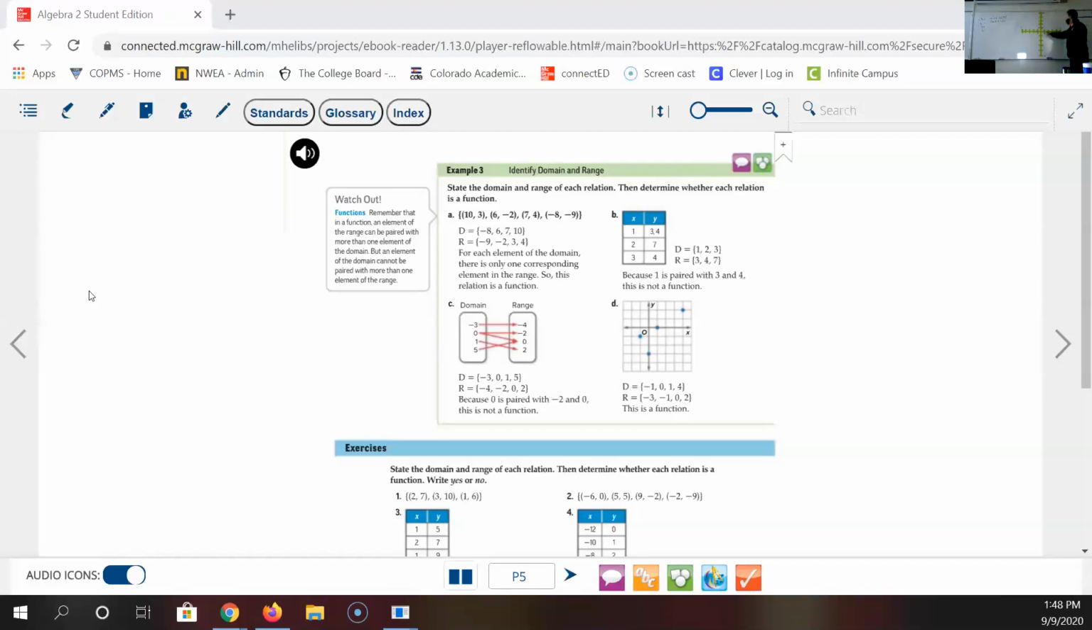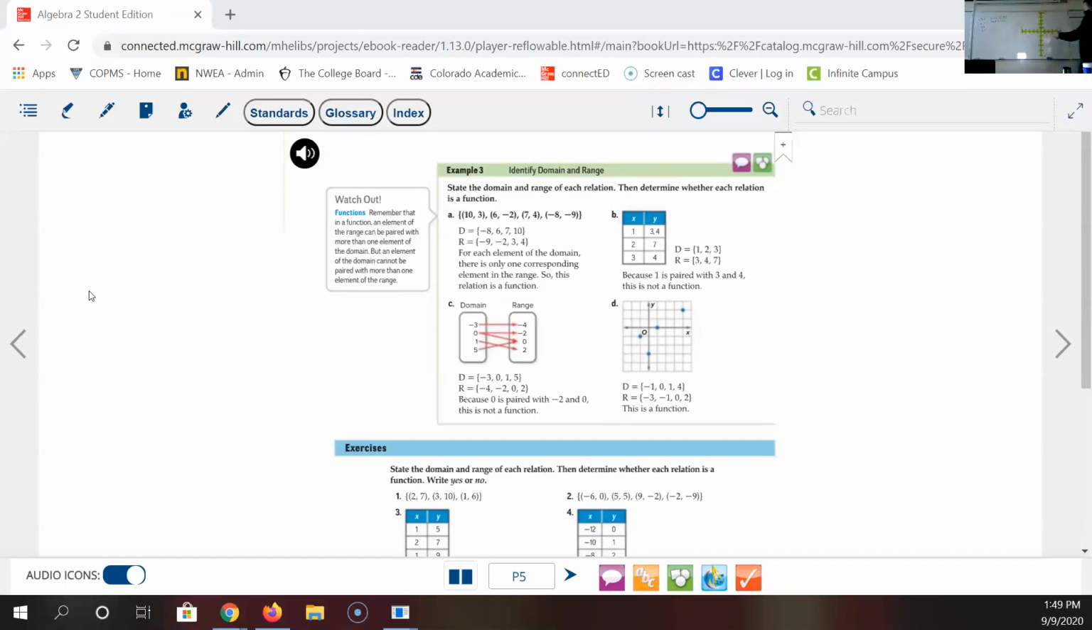Our first point is (10, 3). So I go out on my x-axis to 10, then up to 3. That point's right there. I have (6, -2), so I go right on my x-axis to 6 and then down to -2. Then I have (7, 4), so I go to where 7 is, then up to 4. And then I have (-8, -9), so I start at my origin, go left to -8, and down to -9. Once again, I'm counting by 2s on my scale so that I can fit everything.